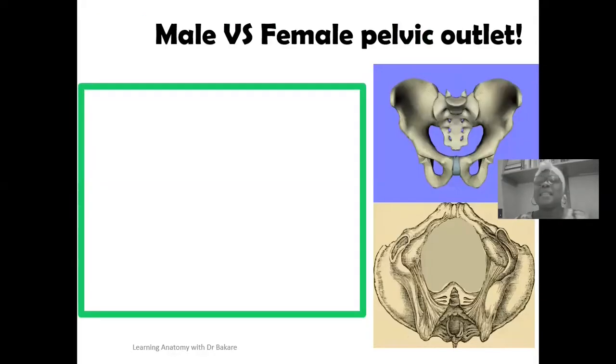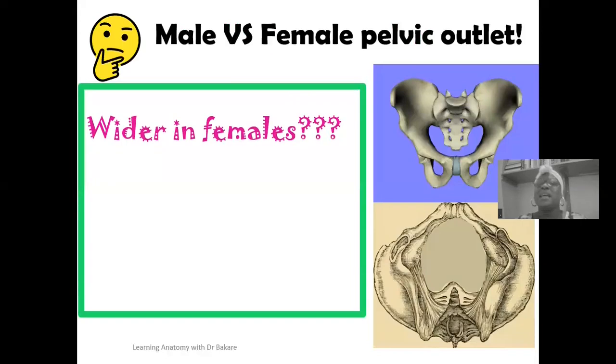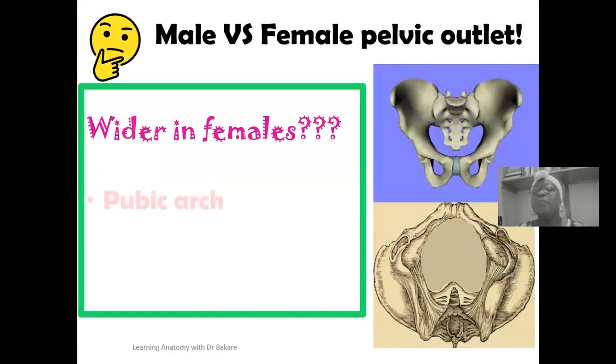So let's use this slide to describe the differences between the male and the female pelvic outlet. The pelvic outlet is wider in females, and this wideness is created as a result of some modifications seen around the pelvic outlet. So let's try and describe the reason behind this wideness. The pubic arch is one of the reasons behind this.